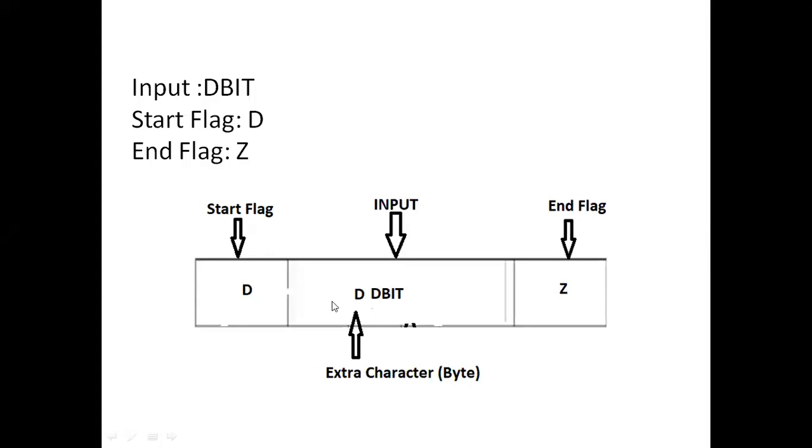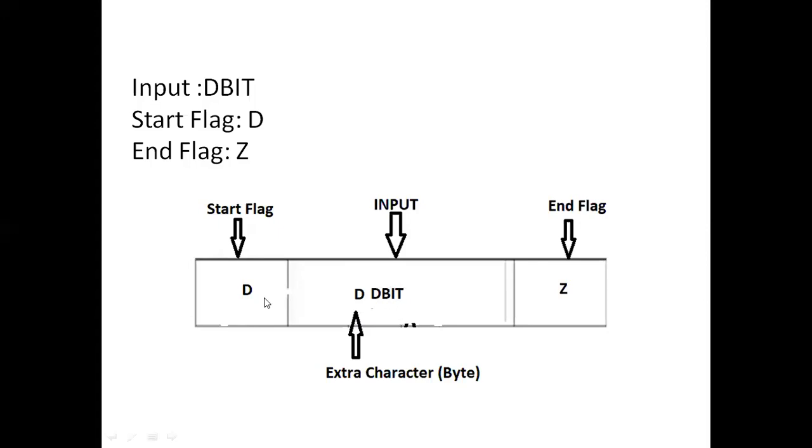If D and D appear at the beginning itself, where one D is the flag and another D is data, to eliminate this confusion they insert another D. If there are consecutive Ds as part of the data, then the receiver understands that it is data, not the flag. In this way, the confusion between the flag and the data is eliminated.